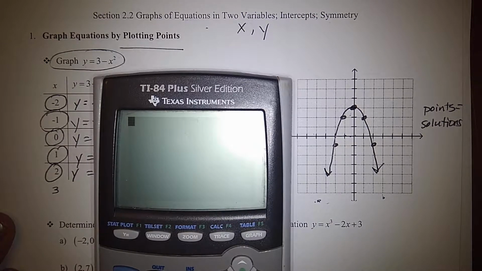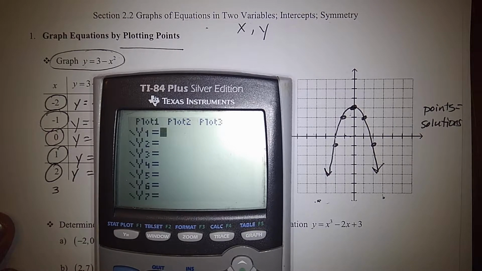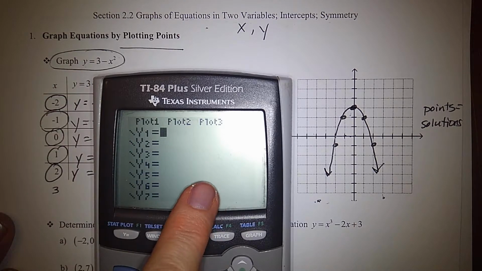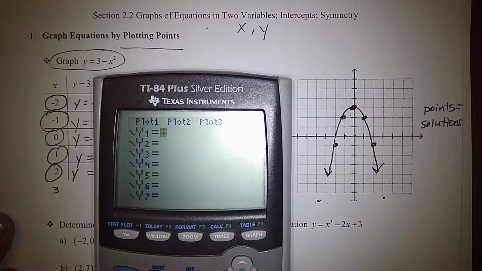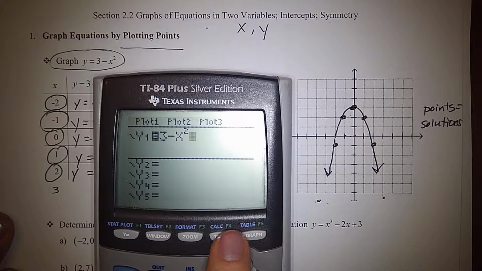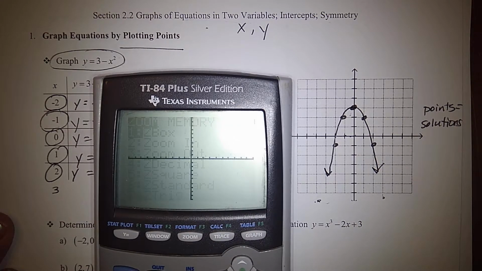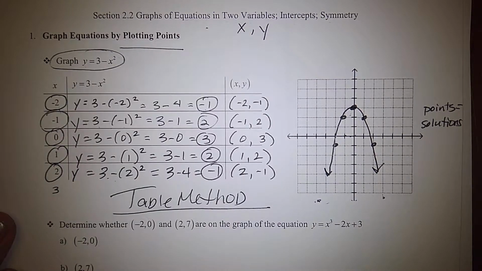But you can always put these graphs in by going to your y equals screen. When you put that graph into your y equals screen, you've got 3 minus x squared. And when we graph it, you can see that the graph looks very similar to the graph that we have over here. So it's a good way of checking your answer.